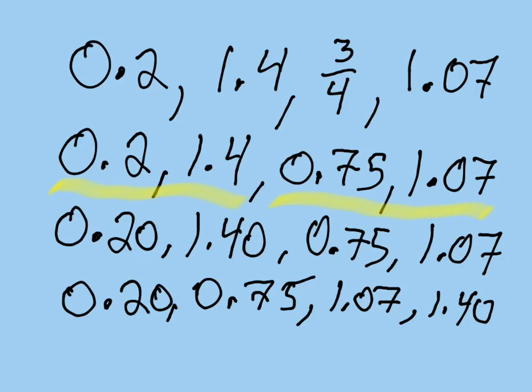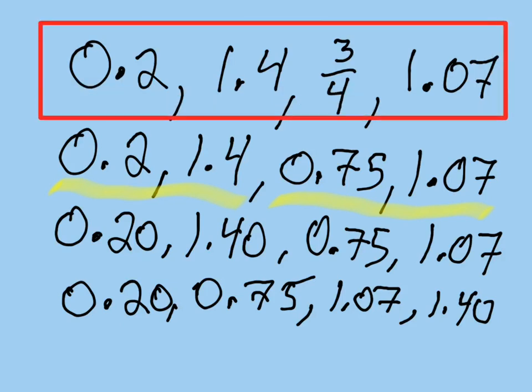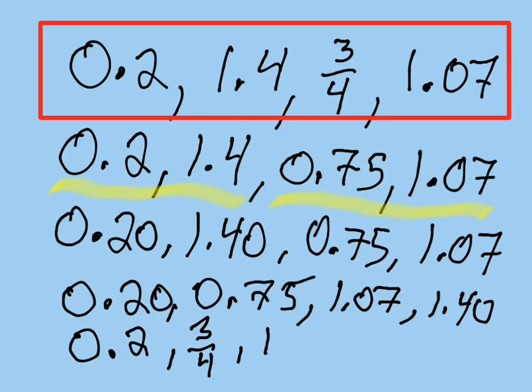And then the last thing I want to do is convert them back all to be the original looking numbers. So 0.20 really was 0.2. 0.75 was really 3/4, so we need to put it as 3/4. And then 1.07, well, that was just 1.07. And 1.40 was really 1.4.